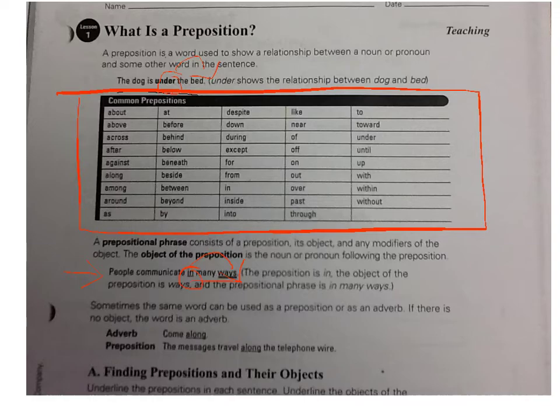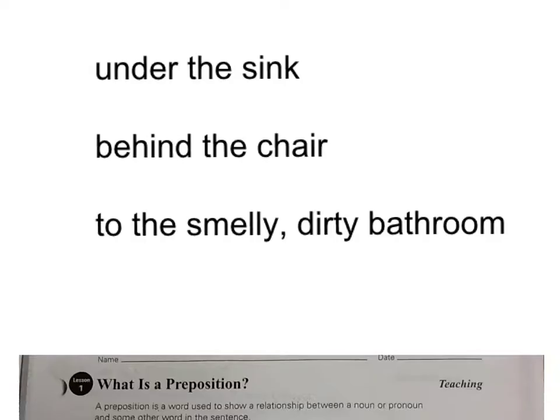Let me give you a few more examples of prepositional phrases. Here are some prepositional phrases. First of all, the prepositions here are under, behind, and to. Notice that these all talk about direction. Where are we in relation to something?